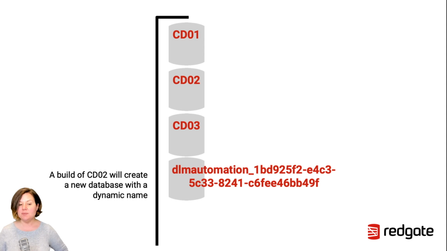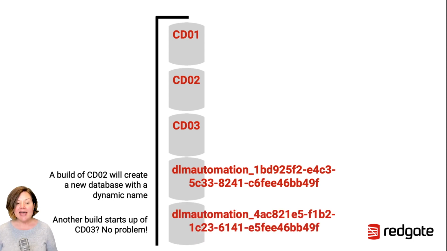Now, the name will always begin with DLM automation and then have a GUID-like thing after it to make it unique. So if, say, I'm running a build for CDO2 and I left the database name blank, it will just generate this name. So that'll just sit next to the other databases. And any dependencies this has on CDO1 or CDO3, it will be able to validate because, hey, look, there's CDO1 with all of its normal objects in it. There's CDO3 with all of its normal objects in it. And that can be very useful.